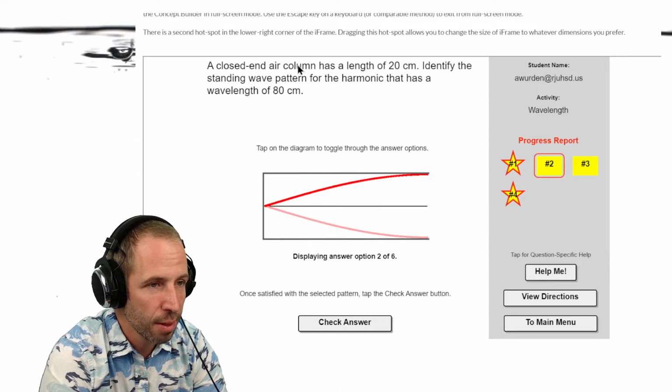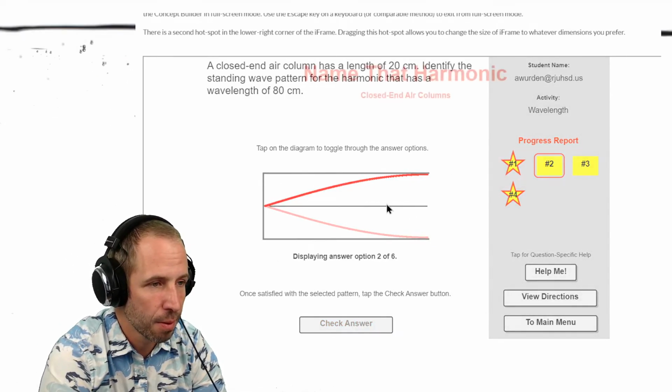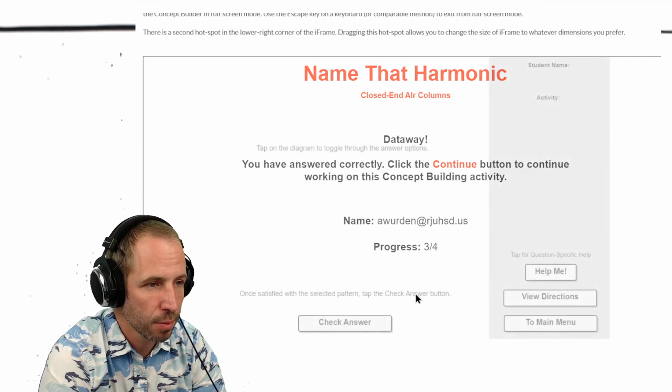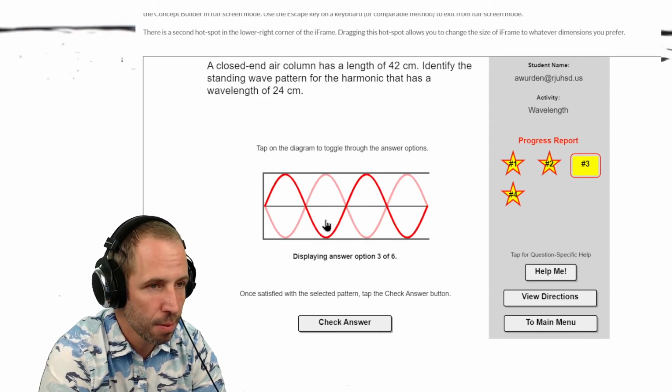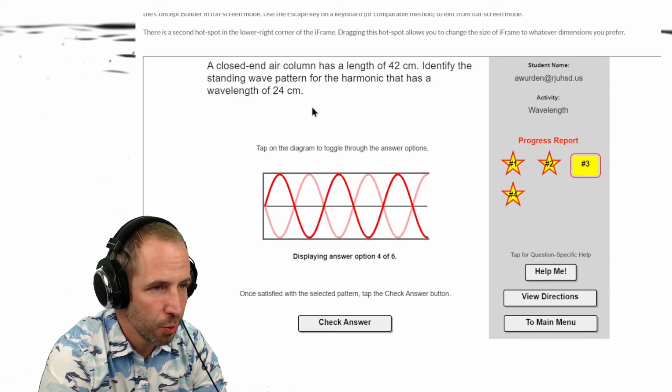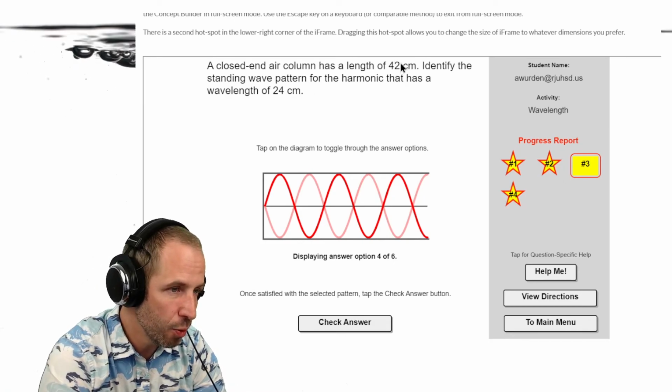Ooh. This wave is 4 times longer than the pipe is. We're only going to have a quarter wavelength fit inside there. All right, and this wave is quite a bit shorter than the pipe is. So we're going to have less than 2 waves finish.